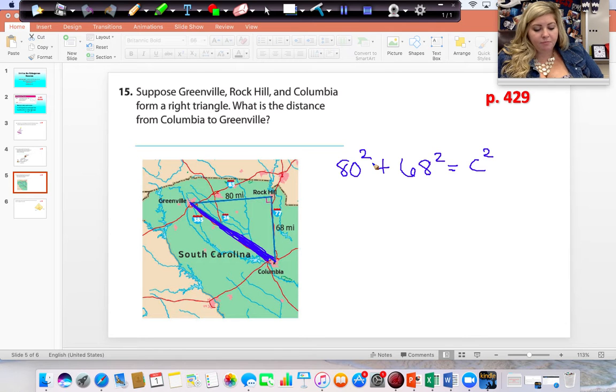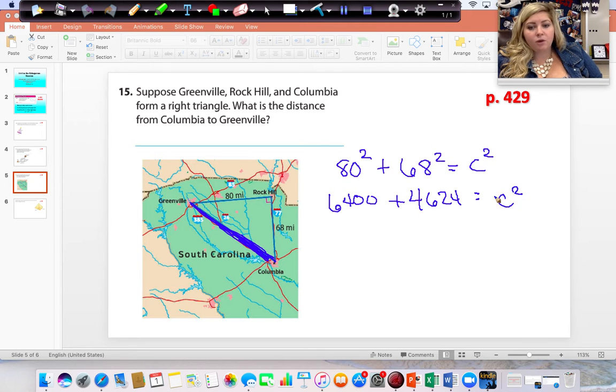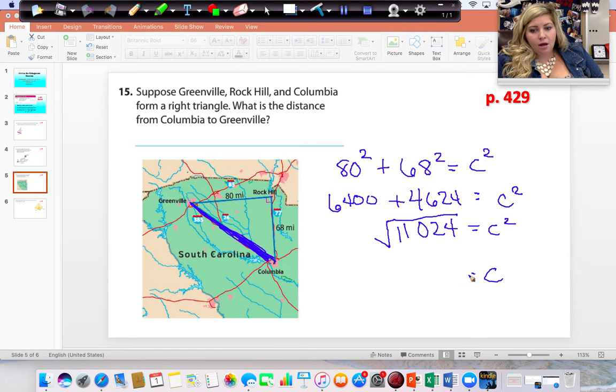times 80 is 6,400, and 68 squared is 4,624 equals c squared. So we need to add up those two numbers. Okay, so we've got 11,024 equals c squared, and to find what c is equal to, we need to get the square root of this number. Okay, and it is a really long number. So we are going to round this to the 10th place, even though it doesn't ask us to.